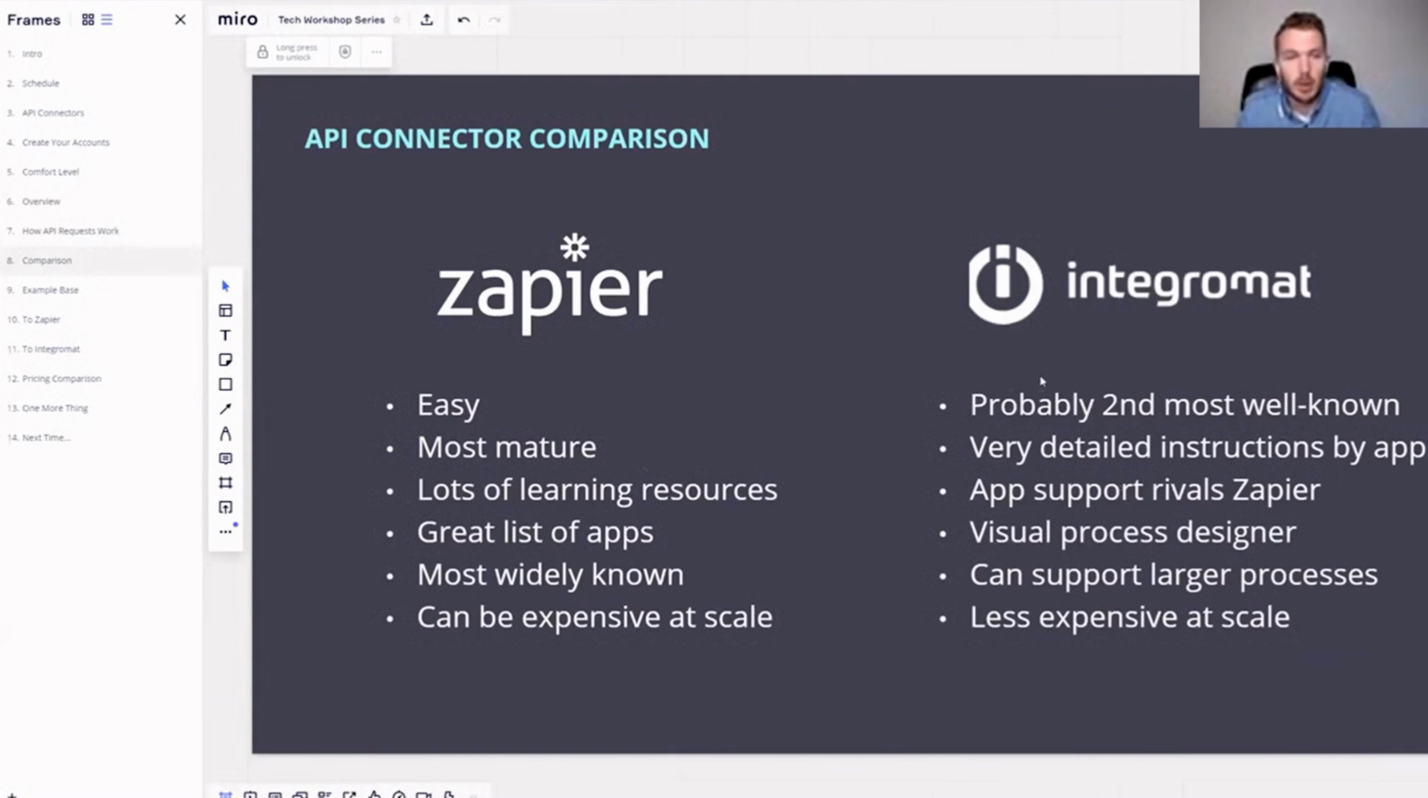So Integromat is probably now the second most well-known out there. They give you very detailed instructions by app, which Zapier actually doesn't do. So it actually has like a dedicated support page for every single app to help you understand how every API endpoint works. And I find myself using that a lot. So that's really helpful. I think they have just as many apps as Zapier at this point. They have a visual process designer, which we'll talk about, that's a little different, that makes it easier to build larger processes, and it's much less expensive.